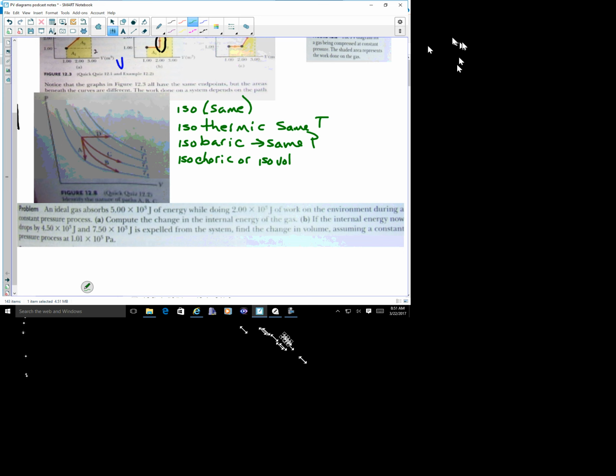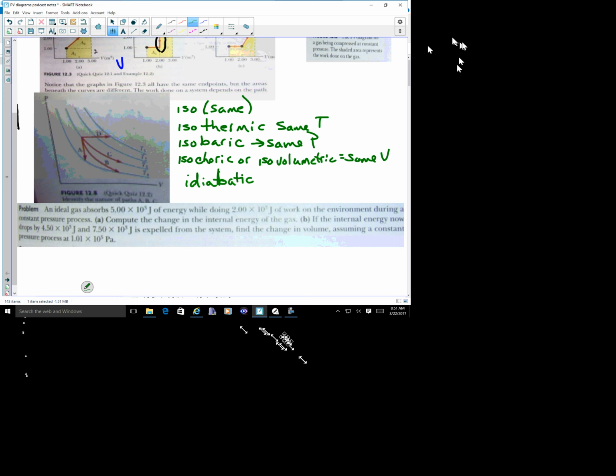That means same volume. Volumetric. You have the same V. And then there's another one that's called adiabatic. You got to remember adiabatic, there's no heat. Adiabatic, I spelled that wrong, sorry. There's no heat that gets in or out of the system.